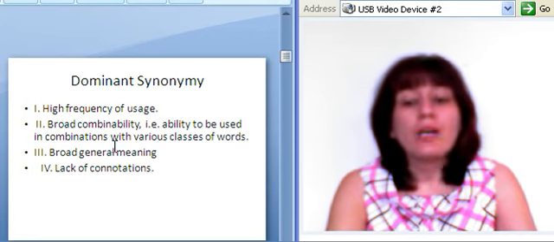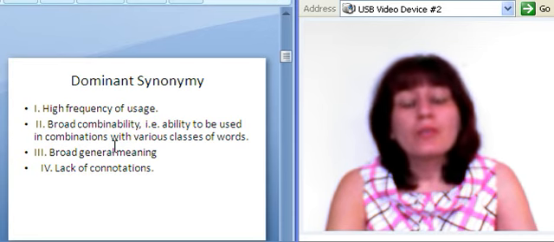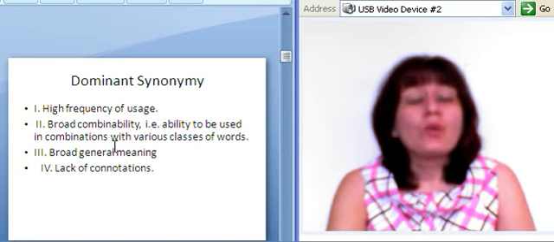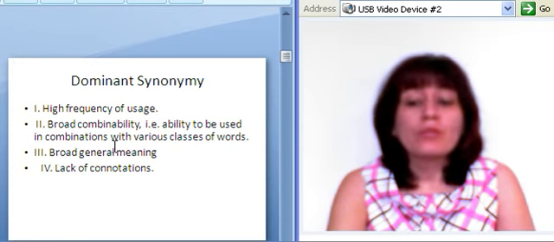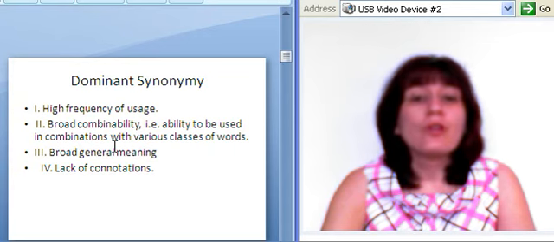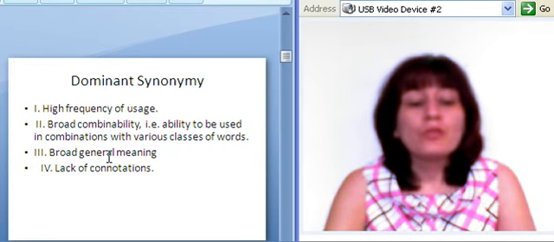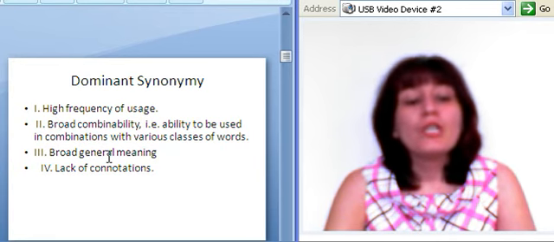Summing up what has been said, let us once again repeat the following characteristic features of the dominant synonym. High frequency of usage, broad combinability, in other words, ability to be used in combinations with various classes of words, broad general meaning, and lack of connotations.